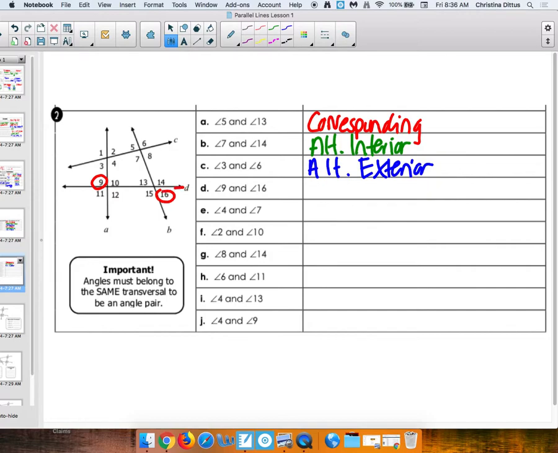Nine and 16, I have D crashing in here. So D is my transversal, A and B are my lines. Cover up C. Are they both interior or exterior? Exterior. Are they on the same side or opposite sides? Opposite. What do I call them? Good. Alternate exterior.